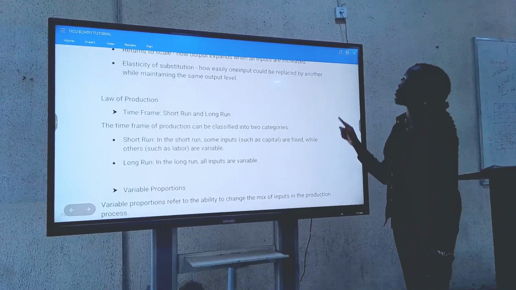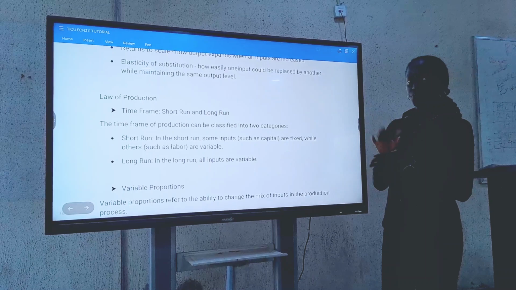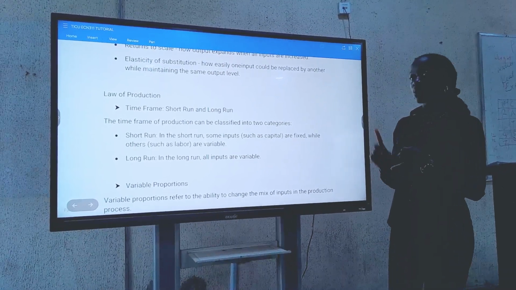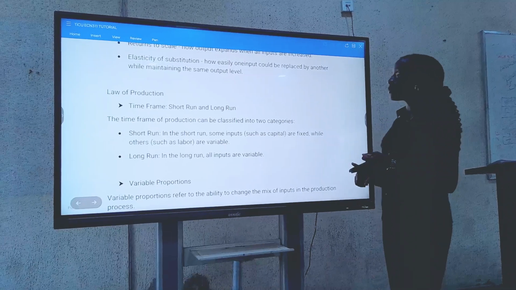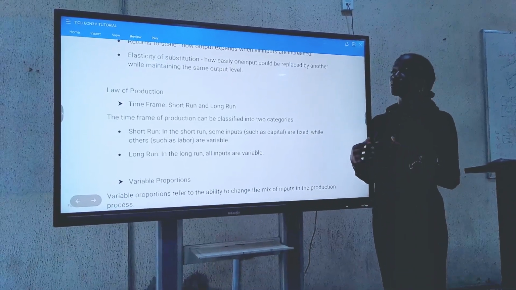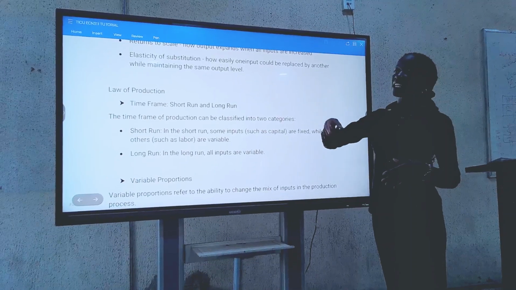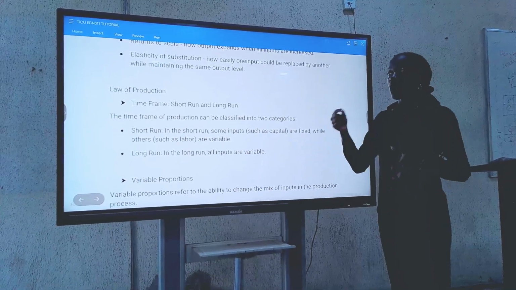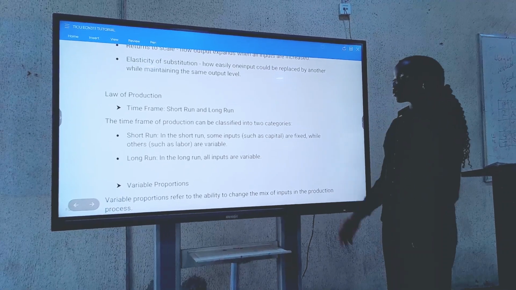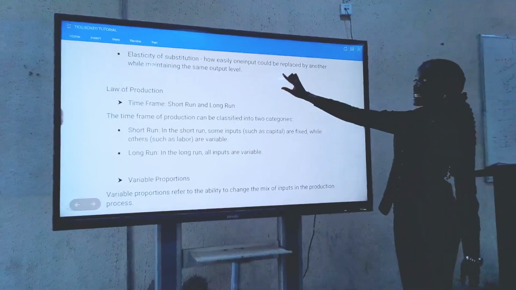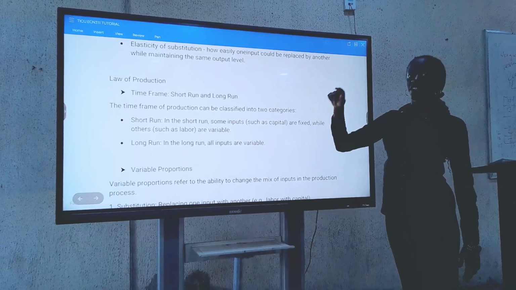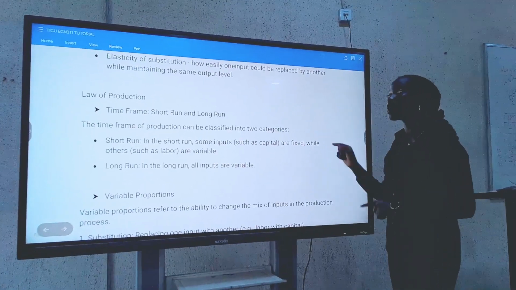For example, if I want to make fruit juice and my fruit juice ingredients are watermelon, orange, and pineapple, it's like saying, how can I substitute pineapple for watermelon, but I'm still deriving the same quantity of fruit juice? That's basically elasticity of substitution, and it's based on the law of diminishing marginal rate of technical substitution.